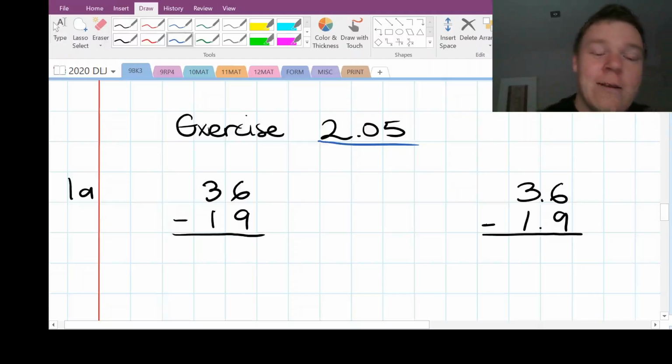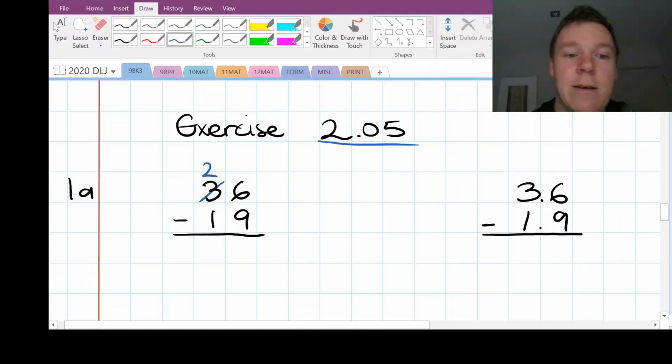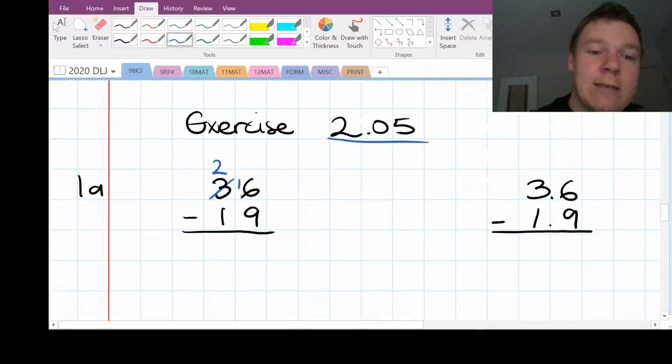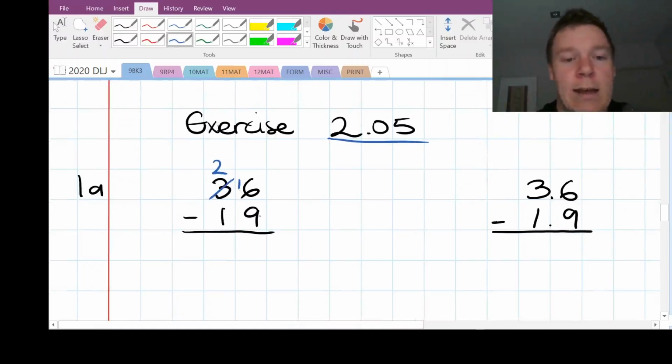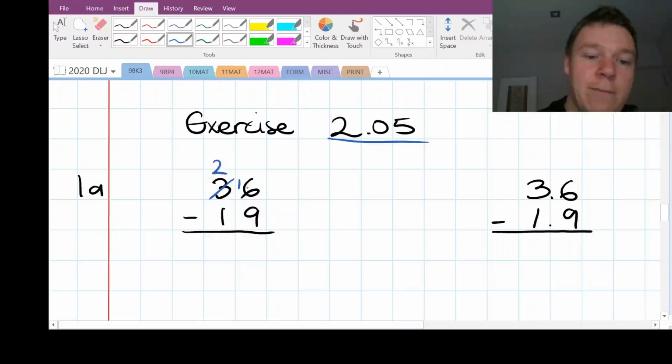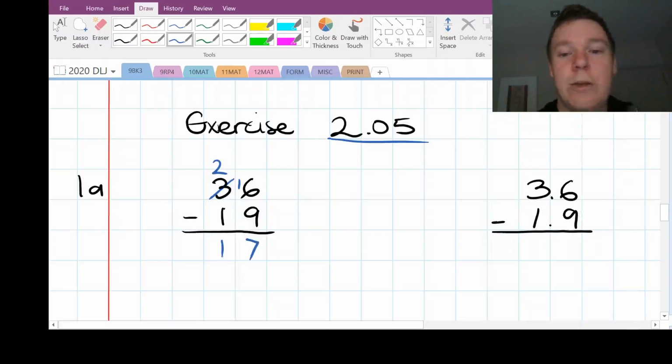Just to jog your memory, if we're subtracting and we need to borrow, then we take one off the column in front, drag a 1 over to here to make that a 16, and then we've got 16 minus 9 makes 7. 2 minus 1, we don't need to borrow, so just 2 minus 1 is 1. So we get 17.